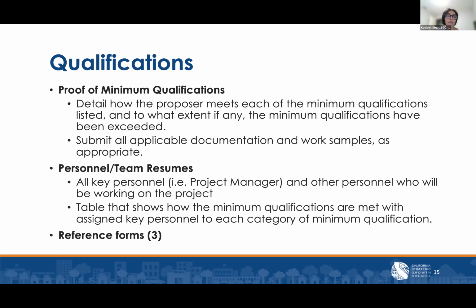Next, we have the qualifications. We are asking for a proof of the minimum qualifications, which were detailed earlier. We want to understand how bidders meet each of the minimum qualifications and to the extent, if any, they may exceed them. Proposers can do this by submitting applicable documents and work samples as appropriate. Resumes. We'd like to see resumes for everyone on the team, as well as a table that demonstrates how all the minimum qualifications are being met. Lastly, please include 3 reference forms.